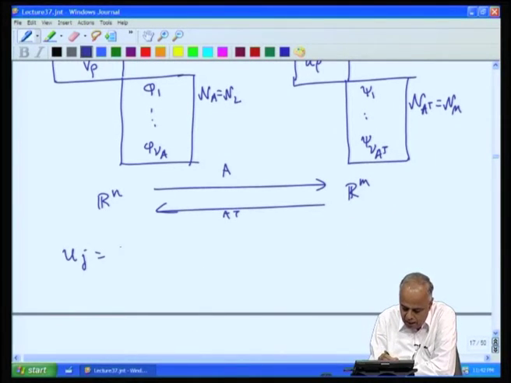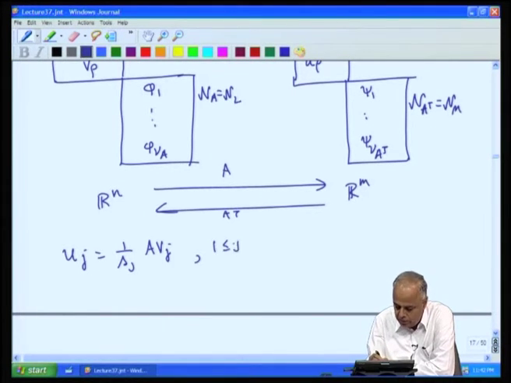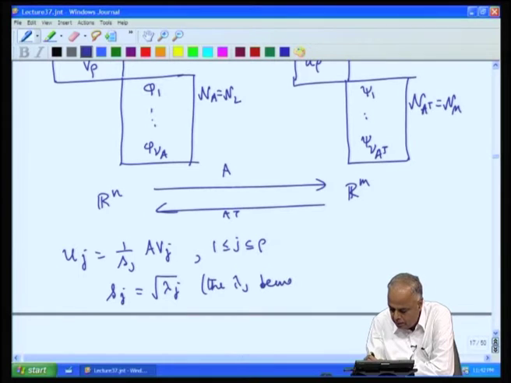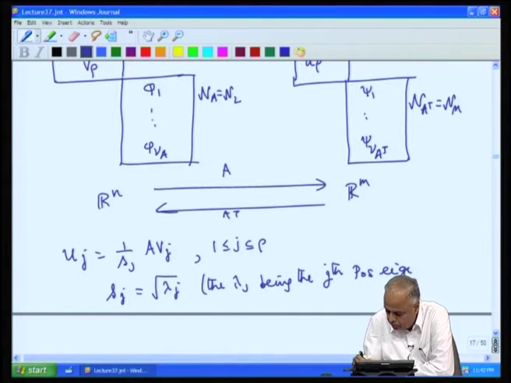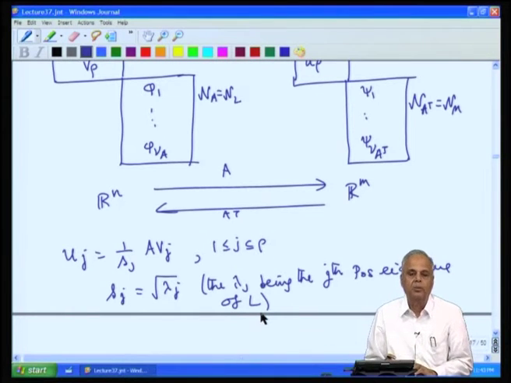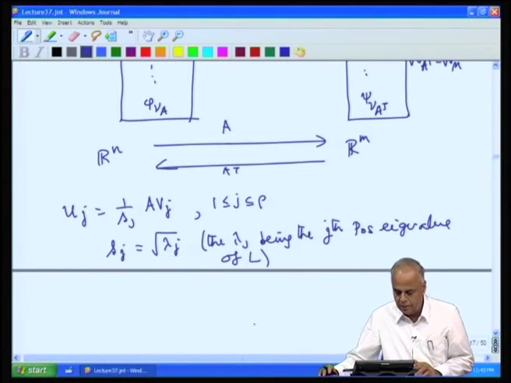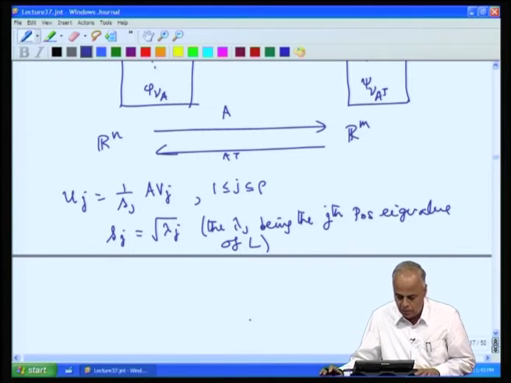uj defined as 1 by Sj A Vj, 1 less than or equal to j less than or equal to rho, where Sj is the square root of lambda j, the lambda j being the jth positive eigenvalue of L. Remember, we arrange them as lambda 1 greater than or equal to lambda 2 greater than or equal to lambda rho, and these Sj are called the singular values of the matrix.